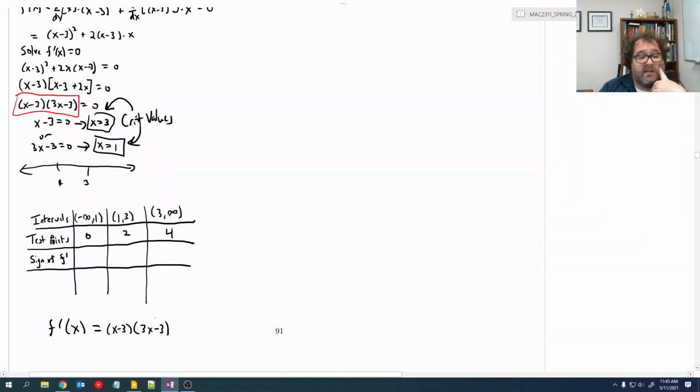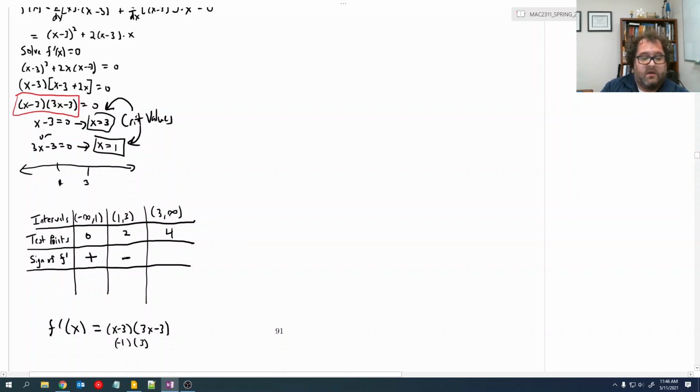So let's see. If you plug in a 0, what happens? All we care about is, is it positive or negative? We don't care what the exact answer is. You plug in a 0, you get negative 3 times negative 3, right? Which is a positive value. Now, what happens if you plug in 2? If you plug in 2, you get 2 minus 3, which is negative 1. And then you get 2 times 3 is 6, minus 3, so you get 3. So you get a negative.